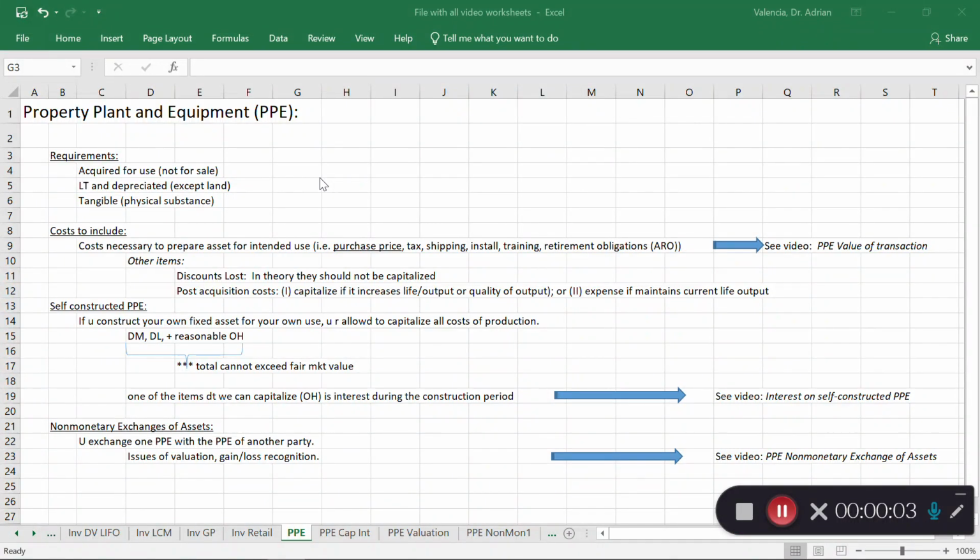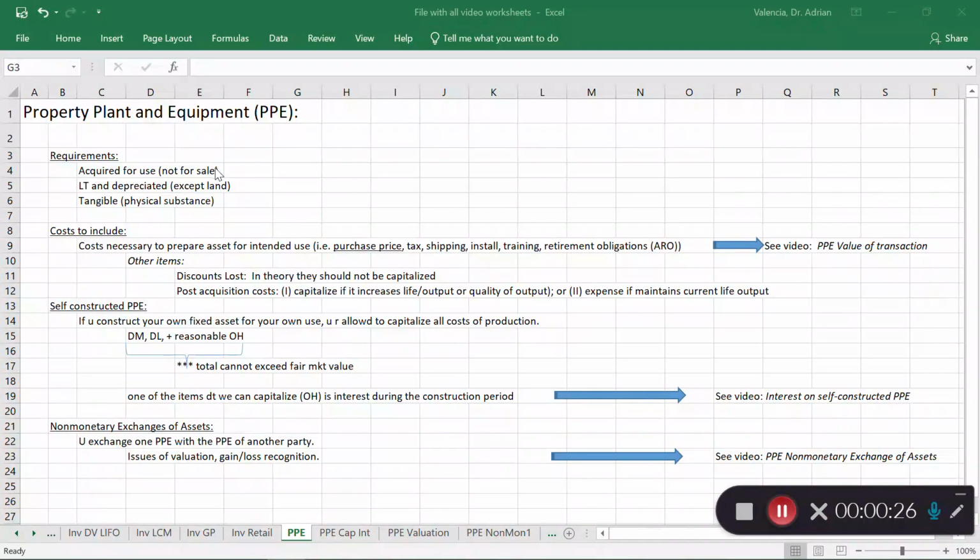In this video, I'm going to discuss the concept of property, plant, and equipment according to GAAP. For an asset to be classified as property, plant, equipment, three requirements need to be met. The first one is that you acquired that asset for internal use, and not necessarily to resell.